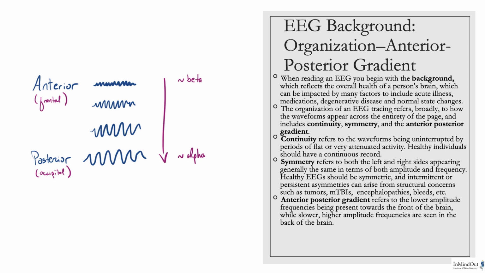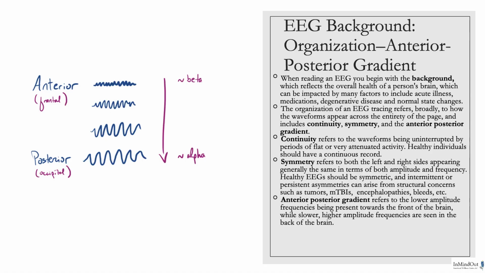The last part of organization is the anterior-posterior gradient. If we look at an EEG, we should see higher frequency and lower amplitude in the front, and as we go back, we should see higher amplitude and lower frequency. There's commonly an inverse relationship between frequency and amplitude: the higher the frequency, the lower the amplitude, and vice versa. We should see this type of activity in the brain, especially in the eyes closed record. We should see it even more prominently than in the eyes open record.